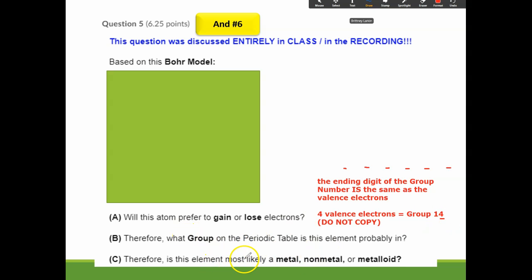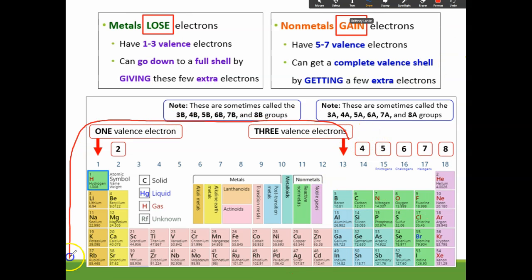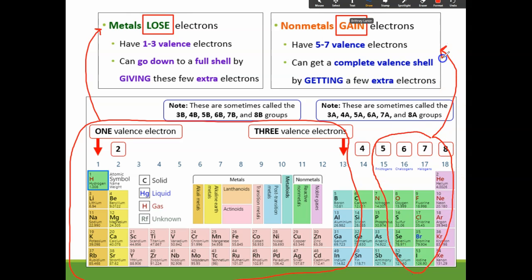And then therefore, will this element most likely be a metal, non-metal, or metalloid? Again, we just went over that. If you are over here on the left-hand side with 1 to 3 valence electrons, that means you're in groups 1, 2, or 13. Then you will most likely be a metal. If you are in groups 15, 16, and 17, then that will most likely make you a non-metal.